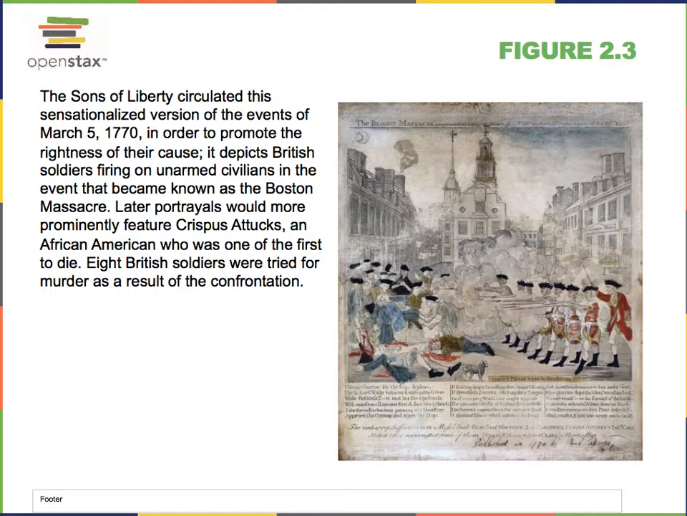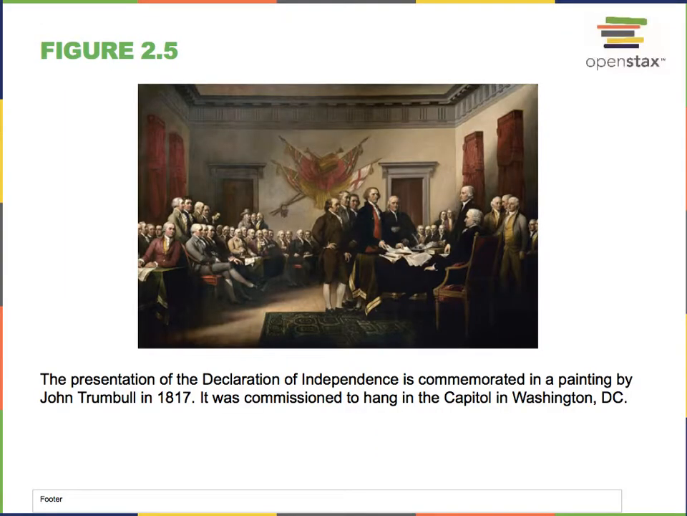Later portrayals would more prominently feature a person who was there as Crispus Attucks, an African American who was one of the first people to die in this encounter. 8 British soldiers were tried for murder as a result of this confrontation. Now, we say this is a sensationalized version because it has to tell the story in one printing. The media, they'd never sensationalize anything, would they? Yes, they would.